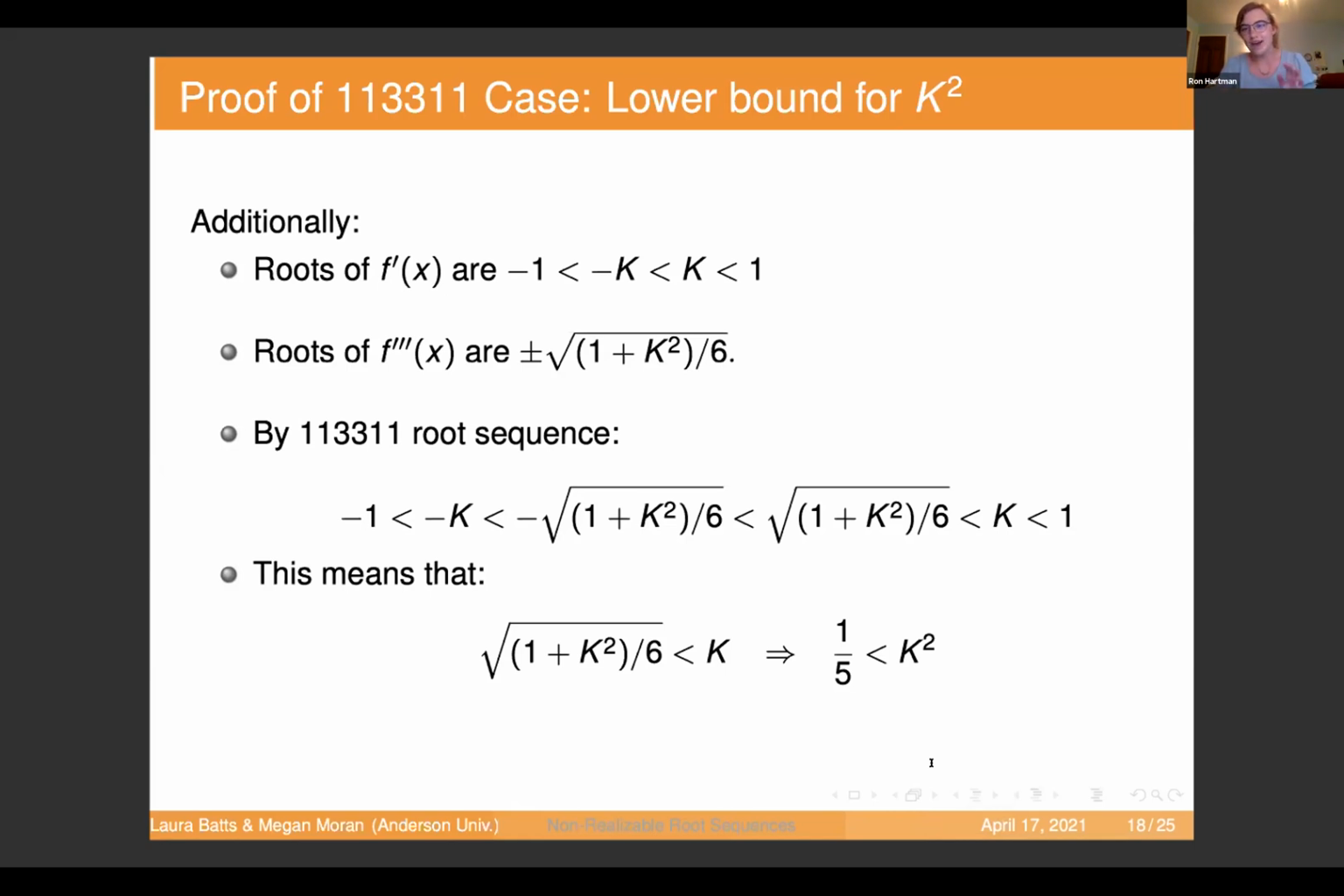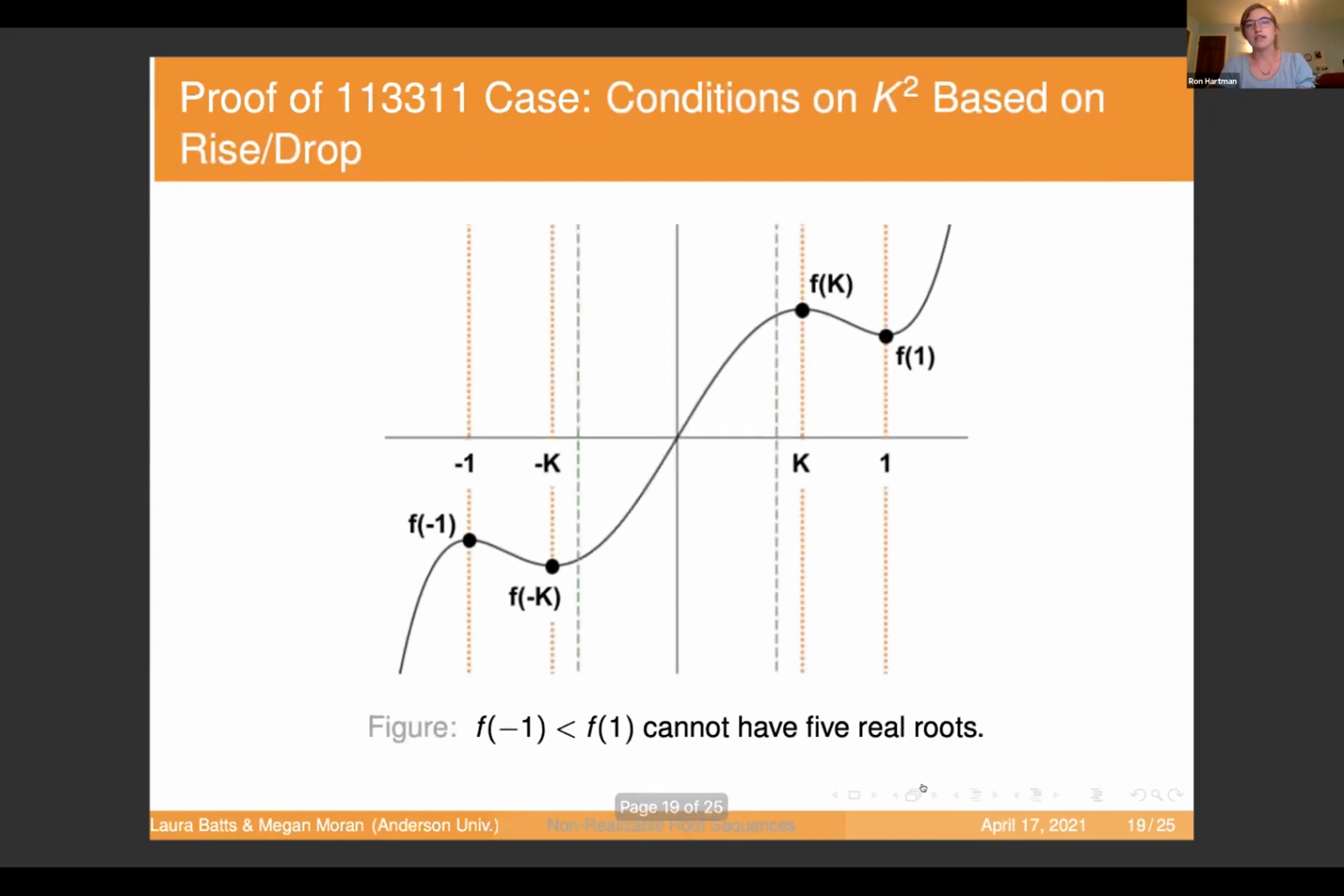And then we do the math and algebra there, and we get that one of our constraints is that 1/5 needs to be less than k squared. So keep that in mind, that 1/5 needs to be less than k squared. And then we'll move on to our next constraint or condition that we have to meet for our proof. And this is what we call our rise drop condition.